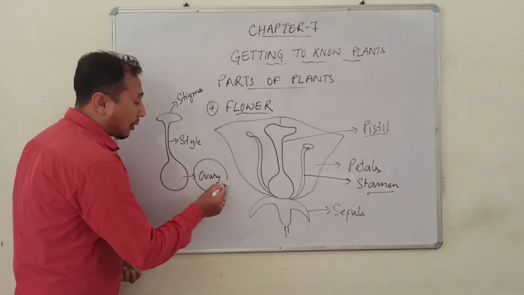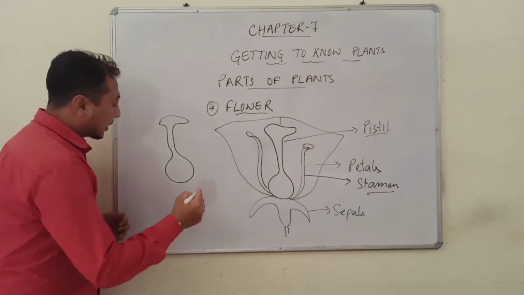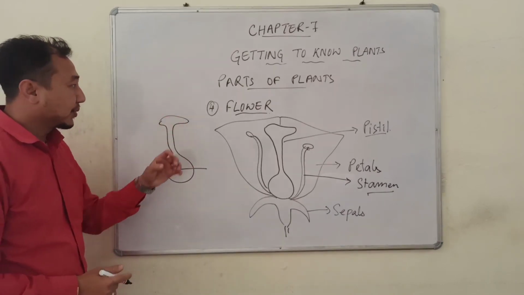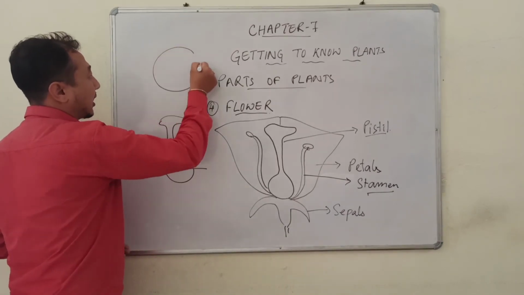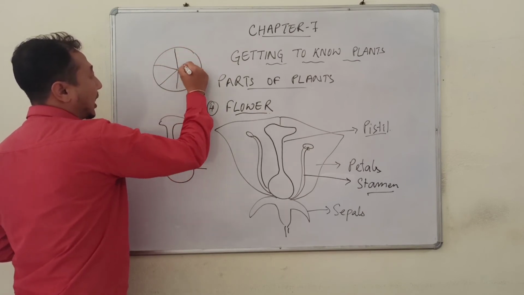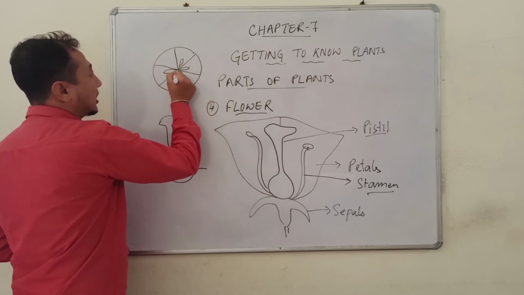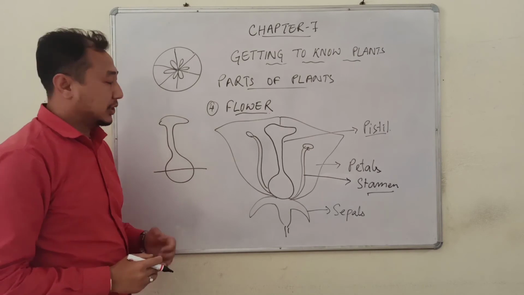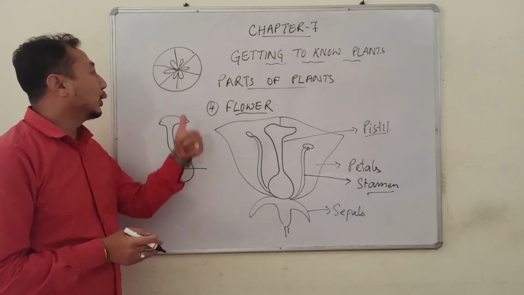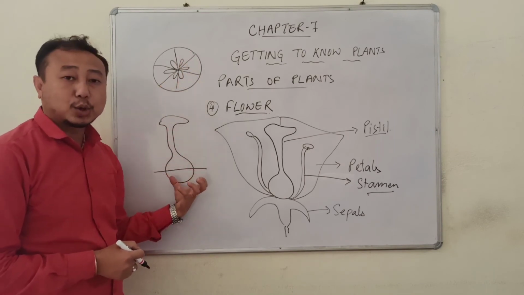The ovary is the structure of the pistil where the development of the seed takes place. When we cut this ovary and see it in this manner, then we will be able to see that there are small compartments. And in these small compartments, the seeds are developed. These small compartments present inside the ovary, we call the ovules. So inside the ovule, there is a development of the seed, and the ovule is present inside the ovary.